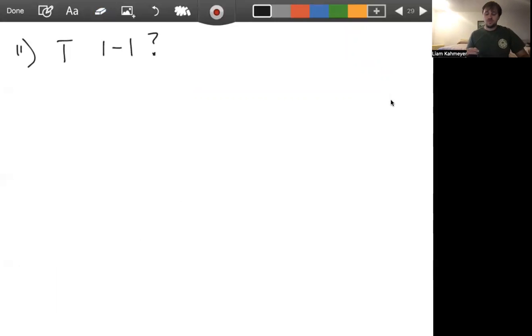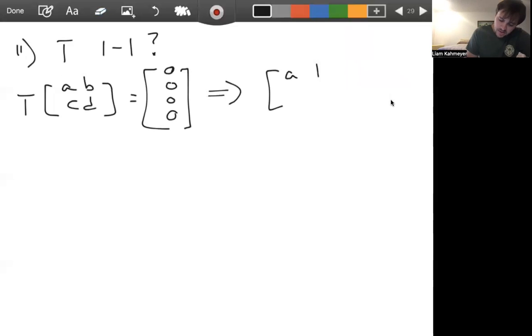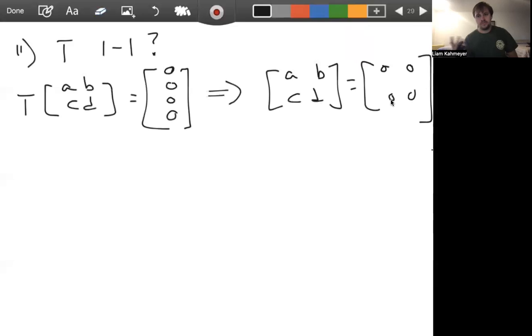What do I have to show that T is one-to-one? I have to show that T of A, B, C, D equal to 0 implies that A, B, C, D is 0. We can see this right away, it's pretty trivial. If T of A, B, C, D is equal to 0, 0, 0, 0, you can see by inspection that this implies A, B, C, D is equal to 0, 0, 0, 0. Cool.